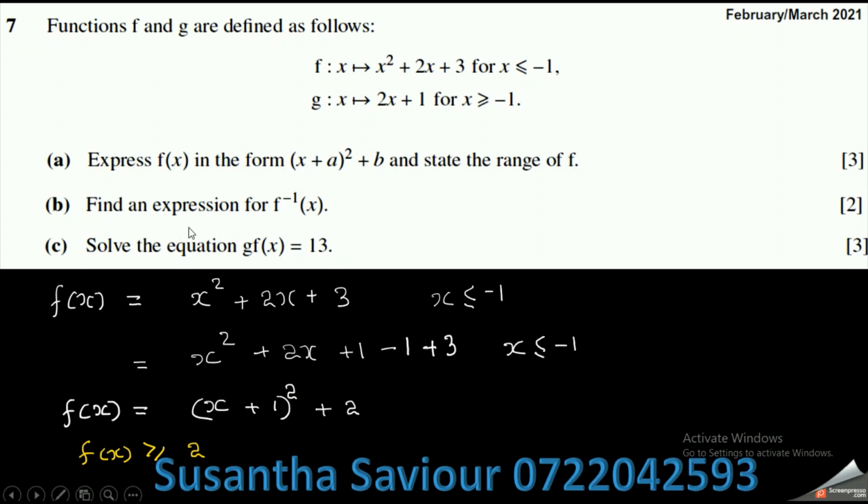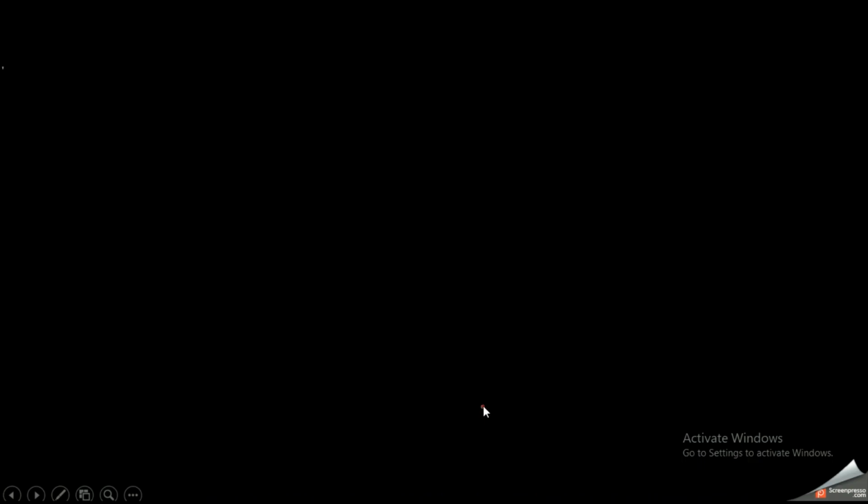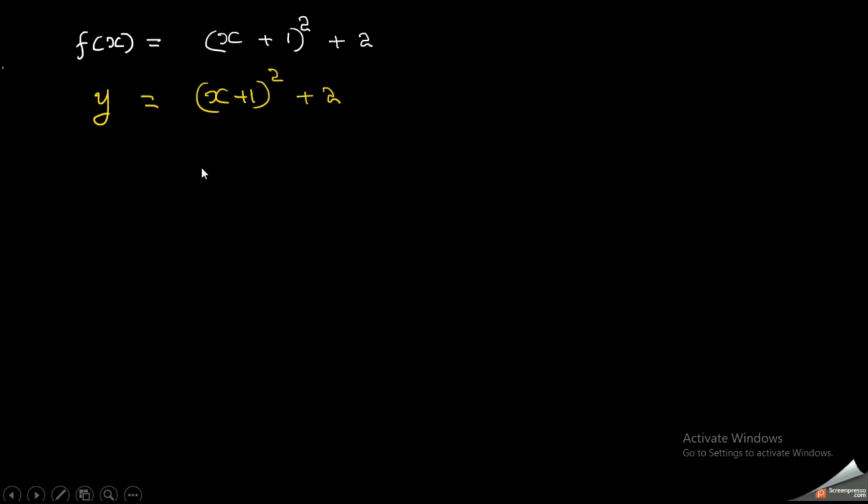Then we have to find an expression for f inverse x. We'll move on and see. How do you find f inverse x? We write this f(x) as y first. I have explained this very well with a lot of examples in my videos on theory, so you can refer to them also. Now we will make x the subject.